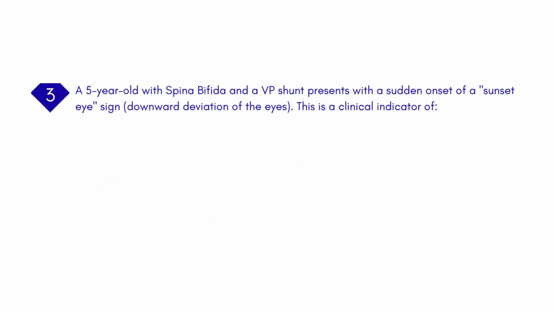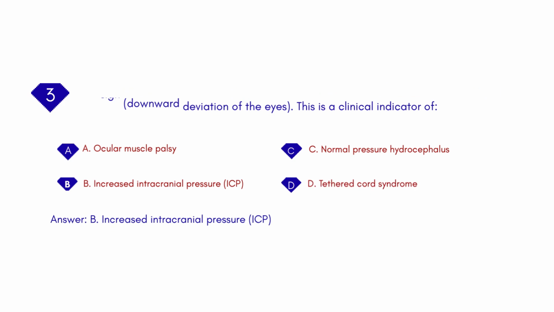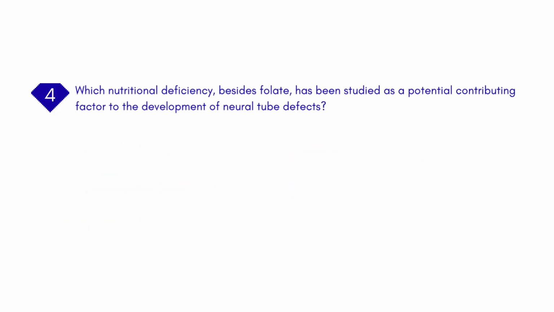A 5-year-old with spina bifida and a VP shunt presents with a sudden onset of a sunset eye sign, downward deviation of the eyes. This is a clinical indicator of A. Ocular muscle palsy. B. Increased intracranial pressure, ICP. C. Normal pressure hydrocephalus. D. Tethered cord syndrome. Answer: B. Increased intracranial pressure, ICP.